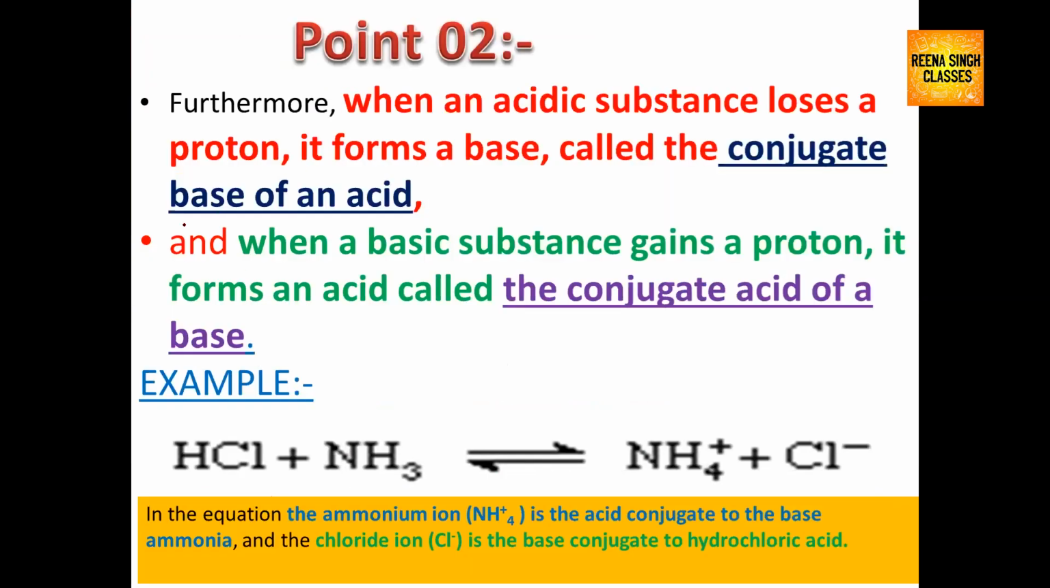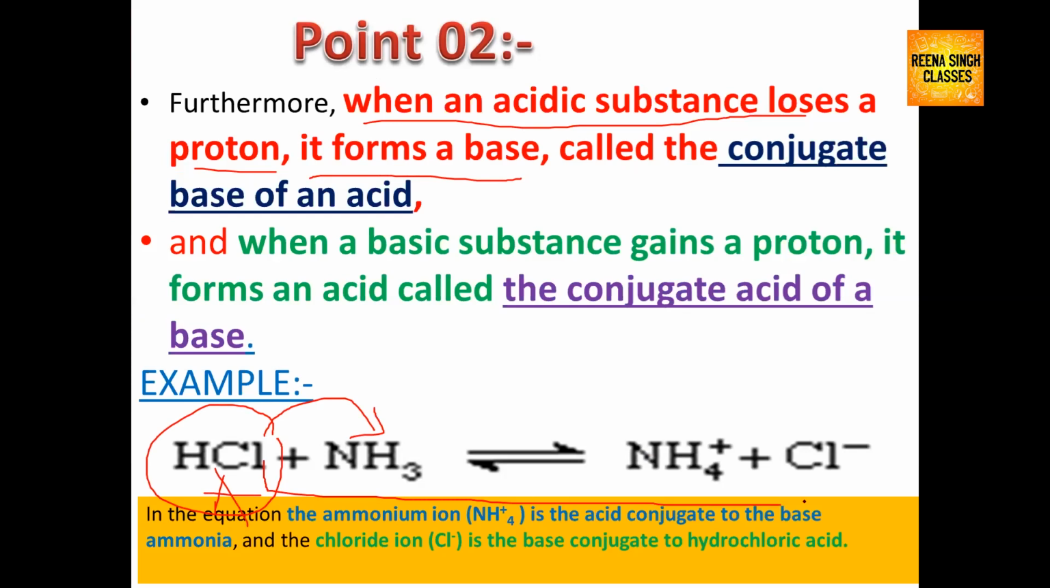Point 2 to remember. When an acidic substance loses a proton, what definition do we get according to Bronsted-Lowry? Acid is a proton donor. So when an acidic substance loses a proton, it forms a base called the conjugate base of the acid. In this example, hydrochloric acid is an acid. It is donating a proton to ammonia. So hydrochloric acid is the acid, and its remaining part, its friend, is the chloride ion. It is considered its base, and it is named the conjugate base of hydrochloric acid.